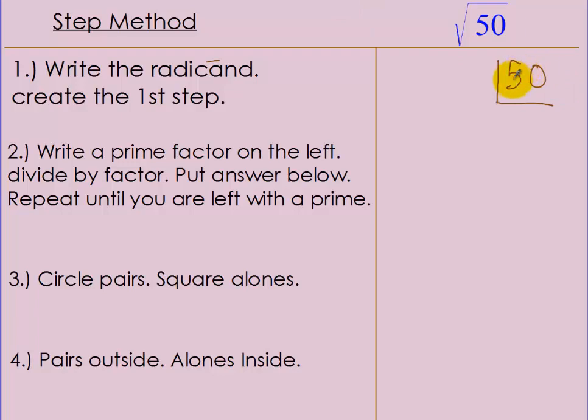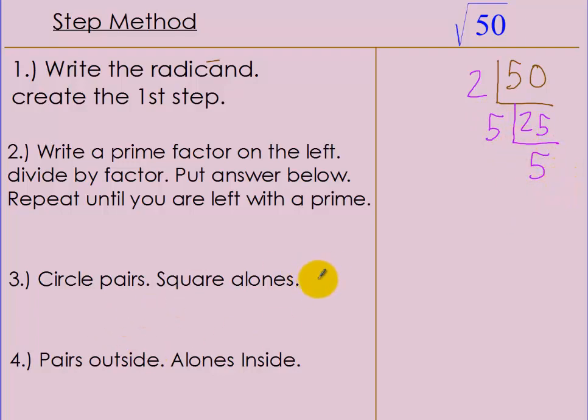I take that 50 and I ask, what prime factor can I divide into 50? Usually I start with the lowest number, 2. 50 is an even number, so I can divide it by 2. I write a 2 on the outside, and 50 divided by 2 is 25. So I have a 25 down here. Since this is not prime, I make another step, and I keep repeating this. What can I divide into 25? Not 2 anymore, not 3, but I can divide by 5. 25 divided by 5 is left with 5. 5 is a prime number, so I don't make any more steps.